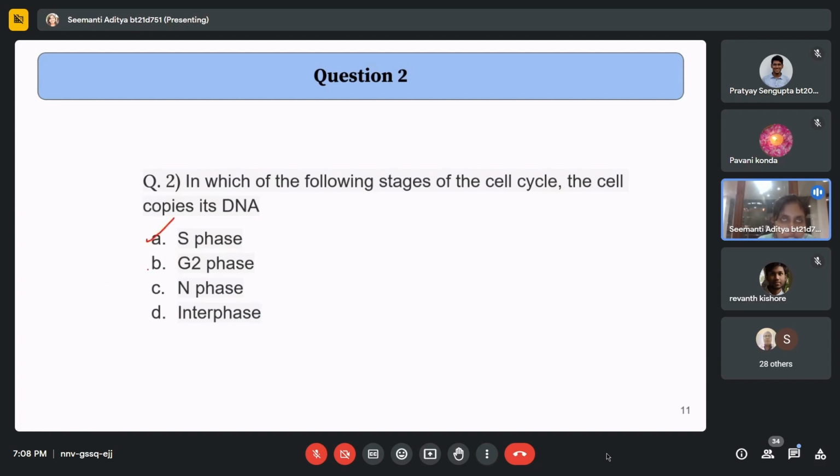In G2 phase and G1 phase, cells make all the accessory parts, proteins, lipids and all other material except the DNA. Everything is doubled in G1 and G2 phase. Only the DNA gets doubled in the S phase. Option A is correct.